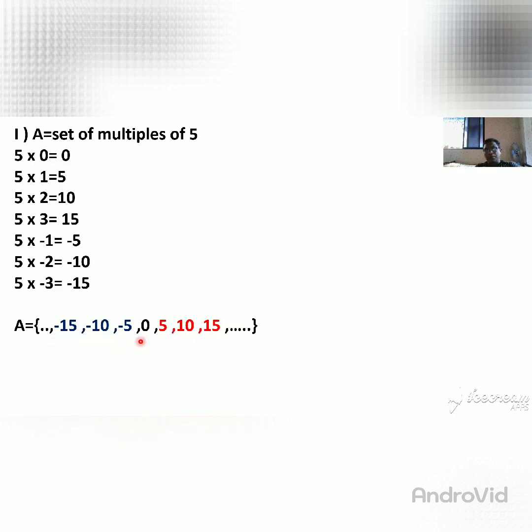So if you read from 0, 5, 10, 15 and so on, starting from 0, then it is whole numbers. If you start from 5, 10, 15, then it is natural numbers. Because you know that 0, 1, 2, 3 are whole numbers, and 1, 2, 3, 4, 5 are natural numbers. So these are whole numbers and natural numbers.